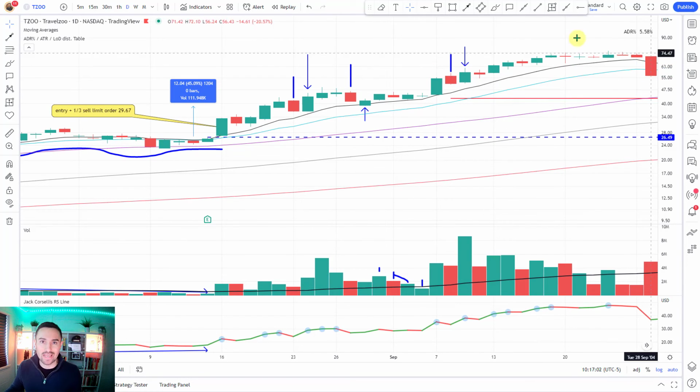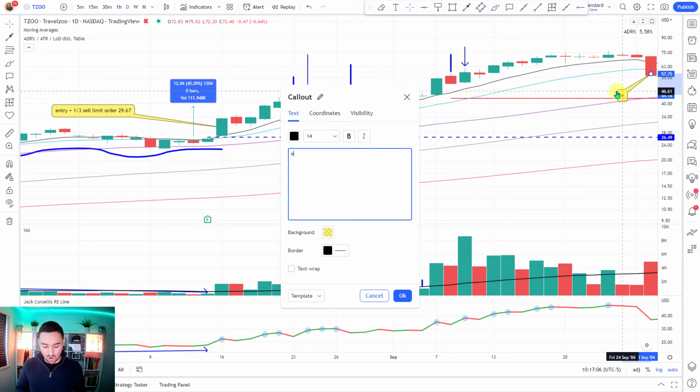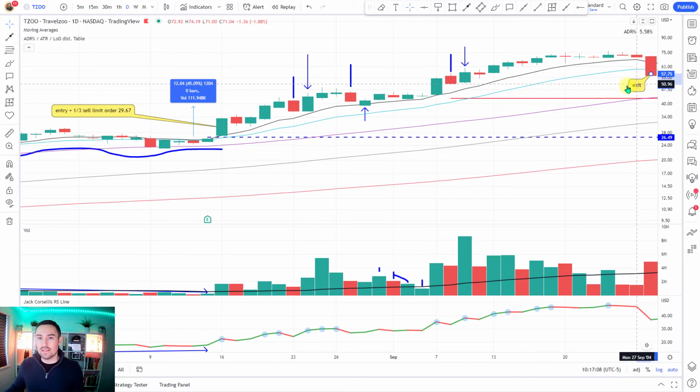Now what I'm going to do is just continue to play this forward, and here, this here is called a change of character. This is the exit right there for me. That's the exit on the remaining 2/3 of the position. Now had it just sliced through the 10 EMA, I would still have 1/3 left. I would have sold a third, but here it slices through both of them.